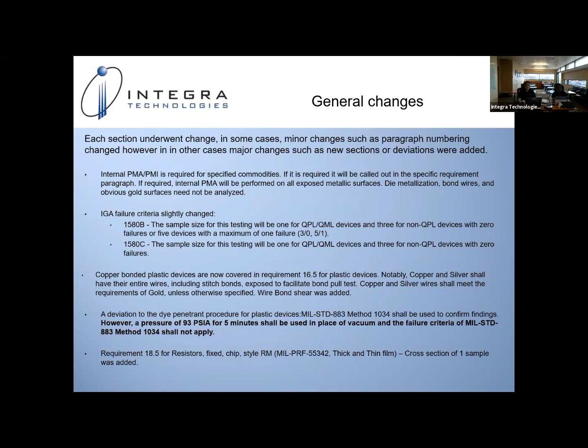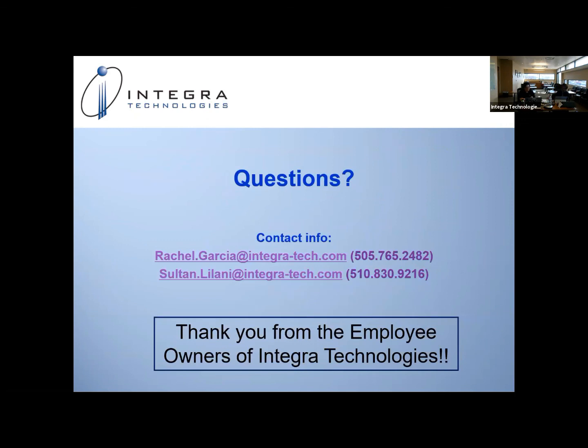Requirement 18.5 for resistors. They now added back in cross-section of one sample. Back in 1580B, they had stripped that out. Those are just some of the most notable items, but again, as I mentioned, every section underwent some type of change. Thanks, Rachel.